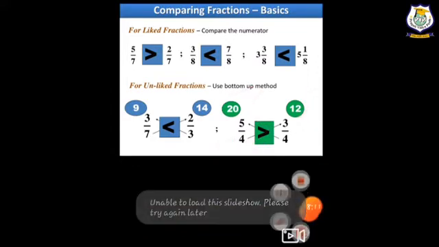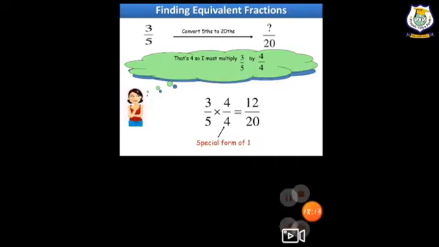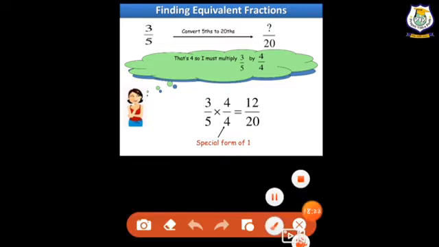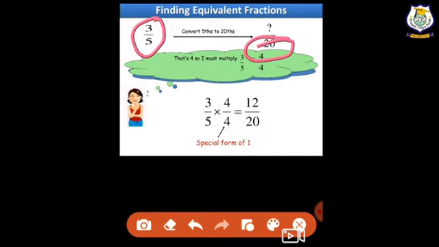Here you have seen we have to find the equivalent fraction, right? The equivalent fraction of 3 by 5 is given, and we have to find the numerator where the denominator 20 is given. How will the 5 become 20? So here is a method.